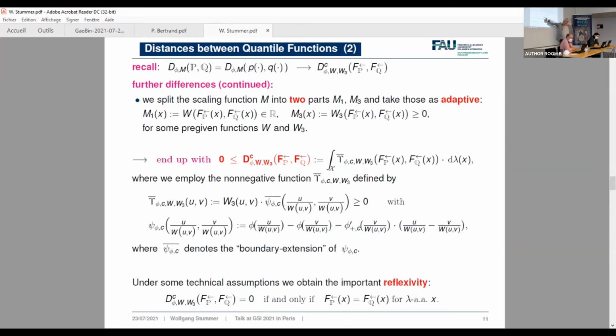And the scaling is with the first W, okay? And then, of course, we have to have a little bar on it. That means these are the extensions on the boundary, okay? So we need this. So under some technical assumptions, we can show, well, by construction, this is non-negative, okay? And under some technical assumptions, we can show the reflexivity, that it's really zero if and only if the two quantile functions coincide, Lebesgue almost surely.